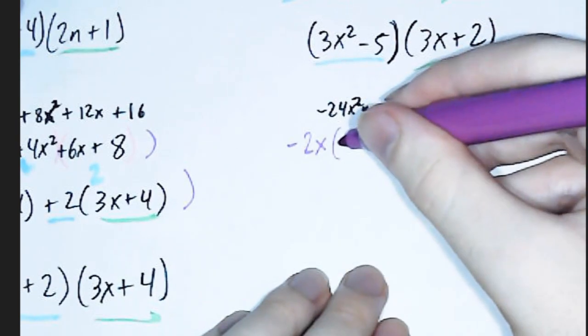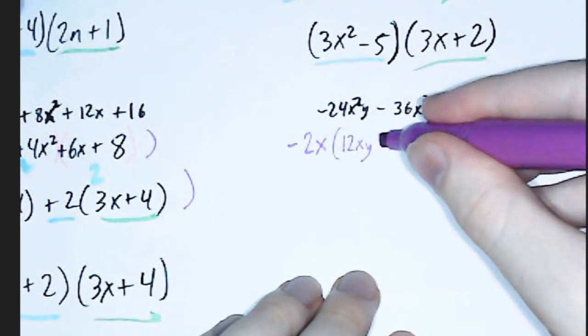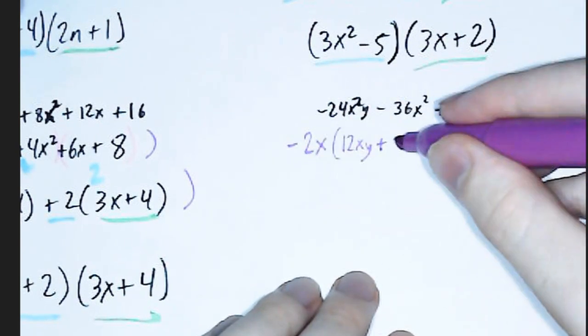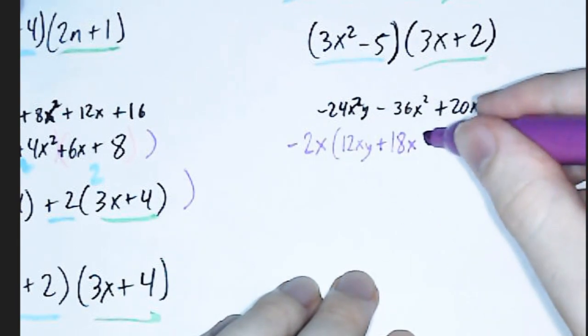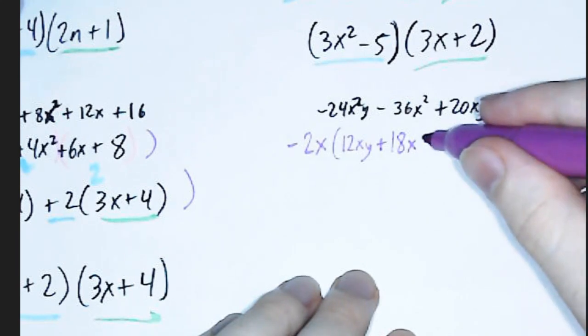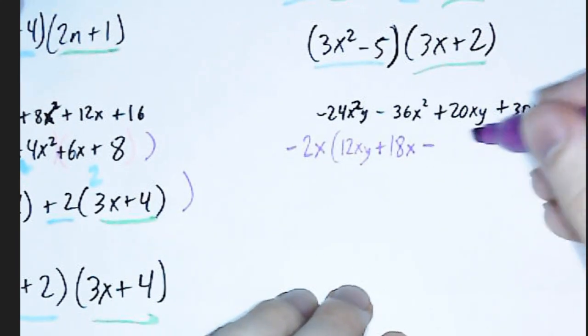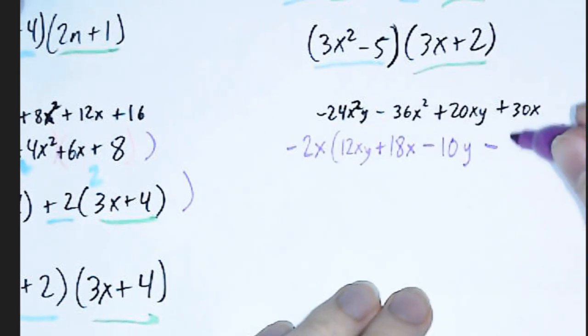And so we've got positive 12xy plus 18x minus 20xy divided by negative 2x is negative 10y. 30x divided by negative 2x is minus 15.